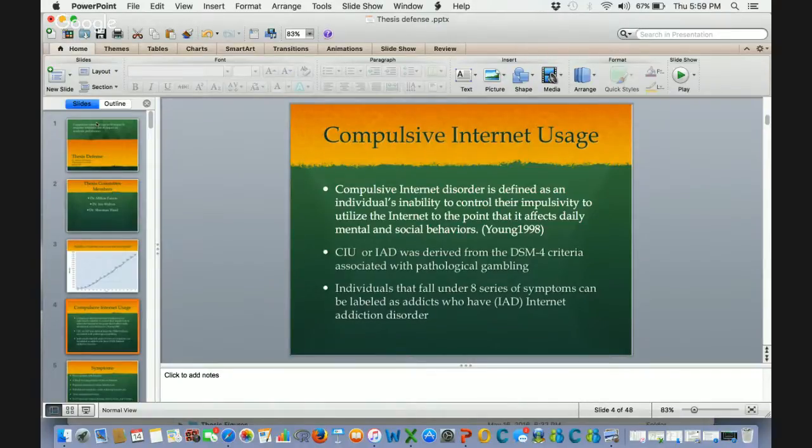Compulsive internet disorder, as it is classified under the DSM-4, is an individual's inability to control their impulsivity to utilize the internet to the point where it affects their daily mental and social behaviors. The DSM-4 derived compulsive internet usage disorder from pathological gambling, and individuals who fall under a series of symptoms are labeled as internet addicts.